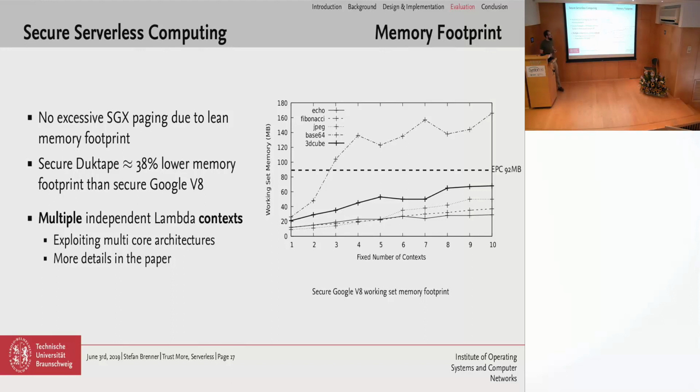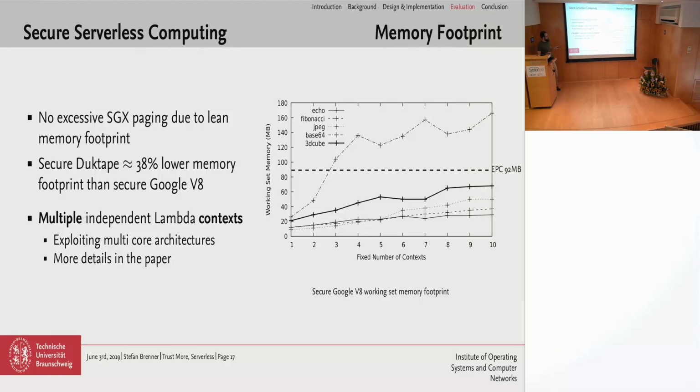So we wanted to see if we can keep below our threshold of memory, right? You might assume that Google V8 is extremely large and exceeds this little 90 megabytes very quickly, but fortunately, it's really not that bad, because we measured the working set memory footprint of our platform, and we can see that we can stay, in most cases, below that limitation here.